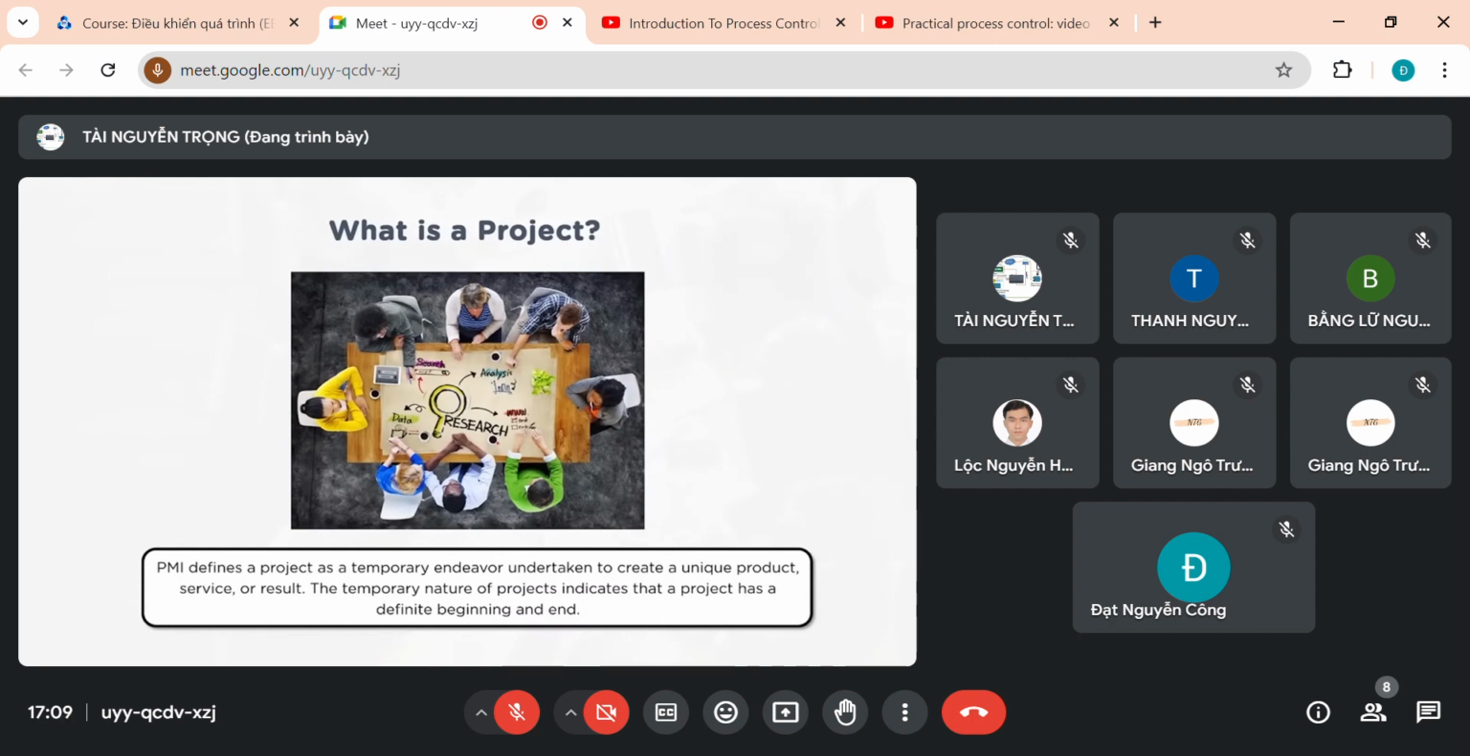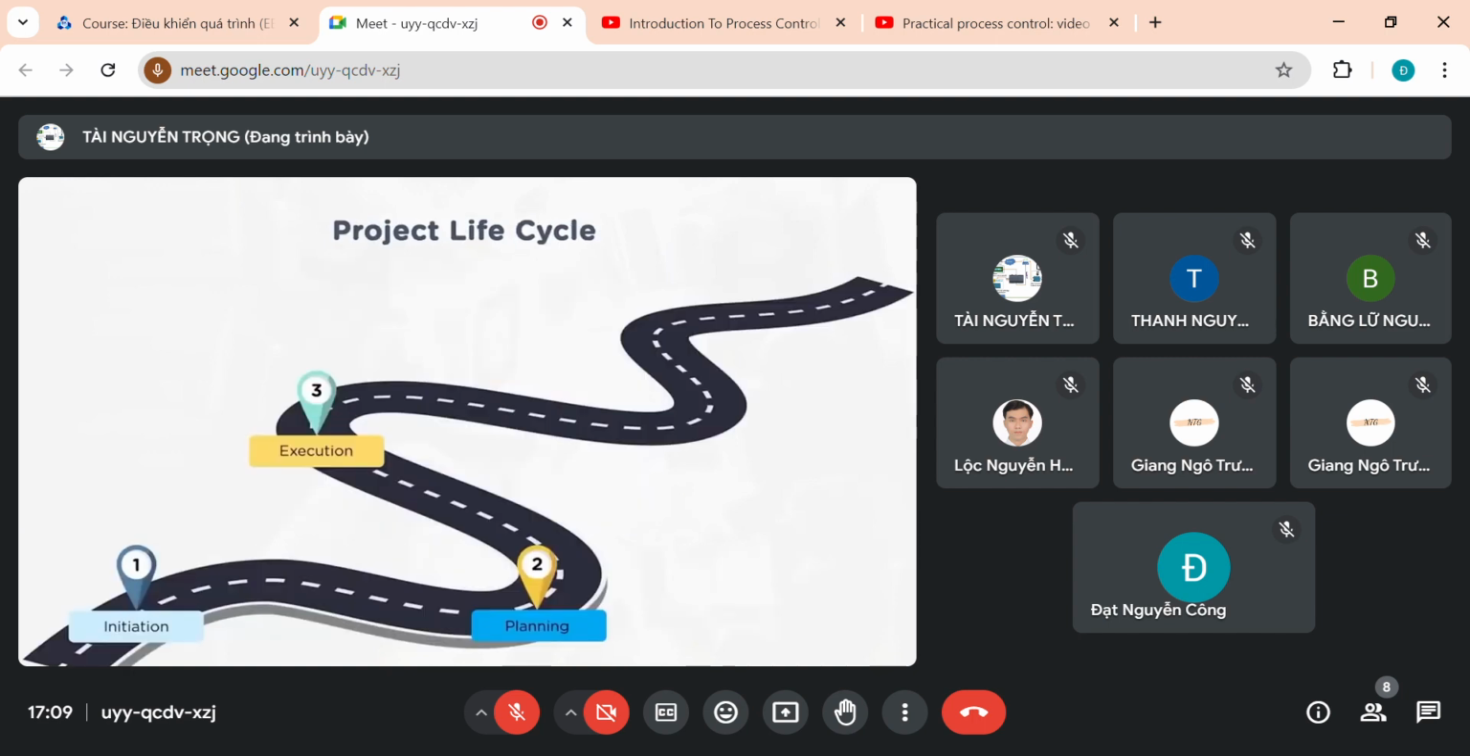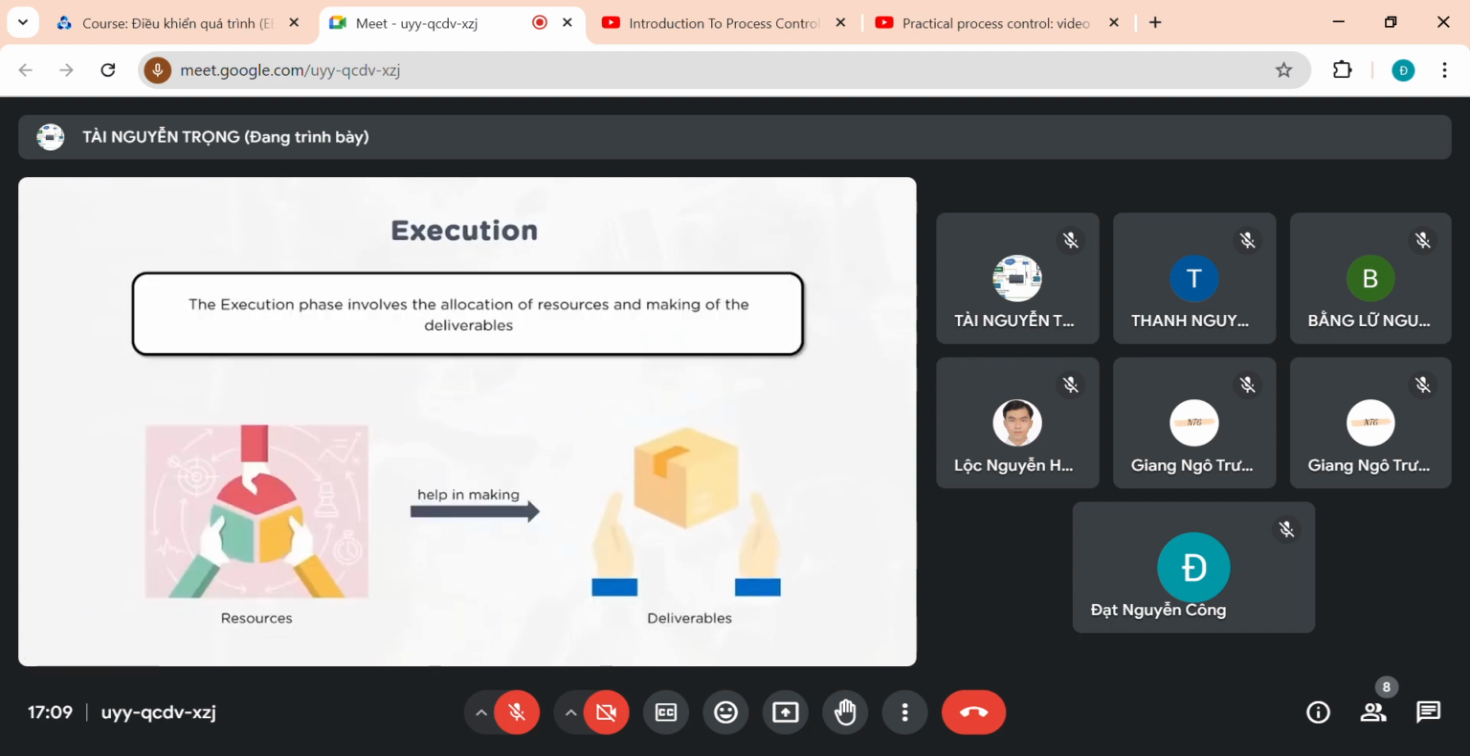So this will become a reference point throughout the project life cycle. Then execution. As you have a blueprint of the project, as the direction of that project is set, and detailing of the project has been made, one will go ahead and implement it. So the execution phase involves the allocation of resources and making the deliverables as required.